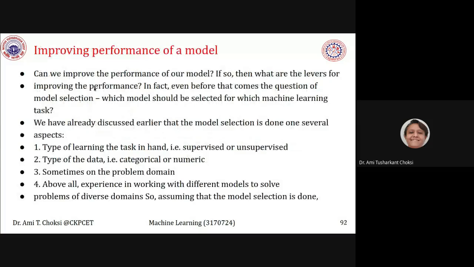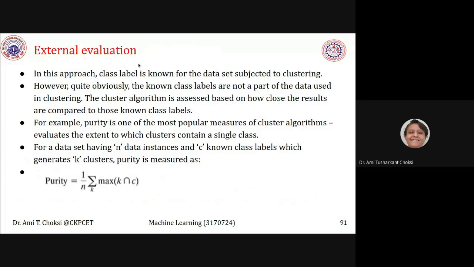So in the next class we'll see how to improve the performance of the model, because today we have evaluated the model. Okay, so that's all for today.